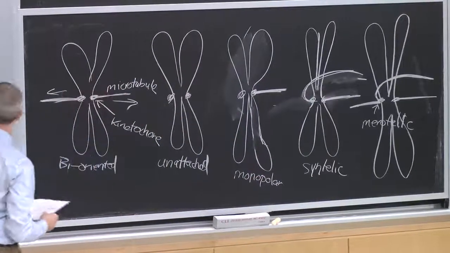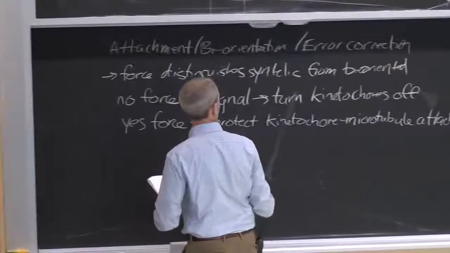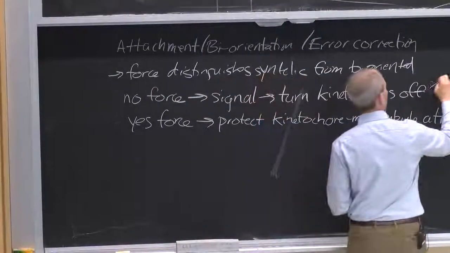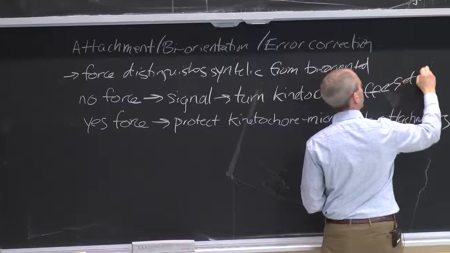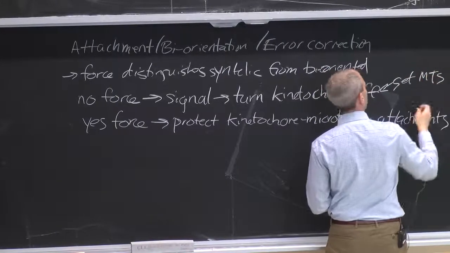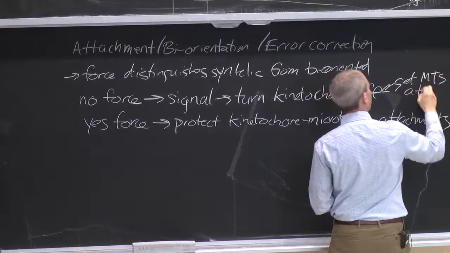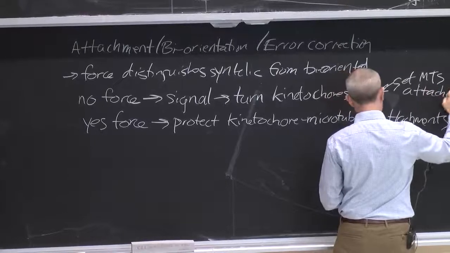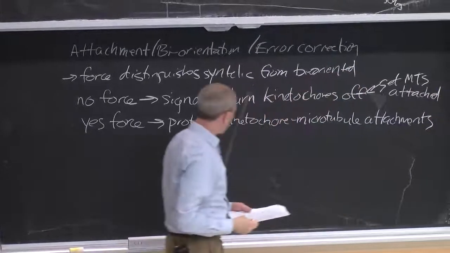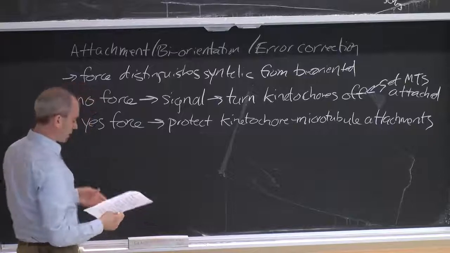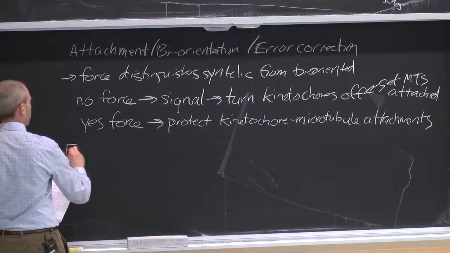Okay? And so basically, the key thing that we're going to do is get rid of the kinetochores and basically get rid of the microtubules attached. I'm going to abbreviate this here as MT for microtubules. So we refer to this process of distinguishing these as error correction.